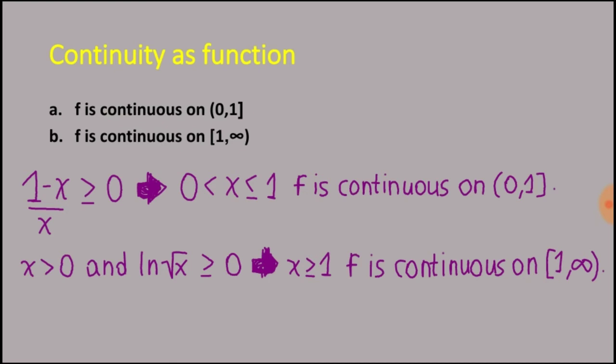Continuity as a function. The most commonly you're going to check about for the continuity, if the f is continuity on 0 and 1, so this must be 1 minus x over x greater than equal to 0, 0 less than x less than equal to 1. F is continuous on 0 and 1. X greater than 0 and ln root of x greater than equal to 0, x greater than equal to 1. F is continuous on 1 up to positive infinity.